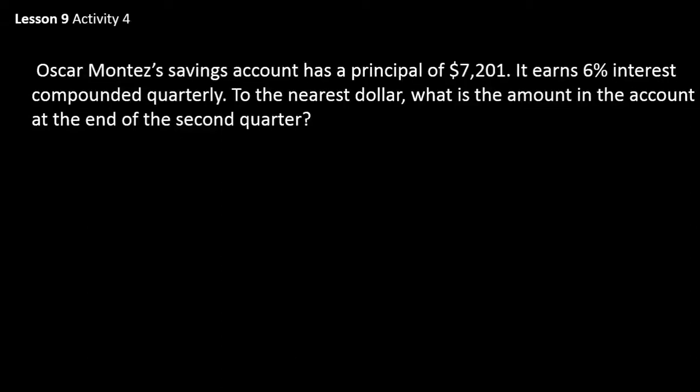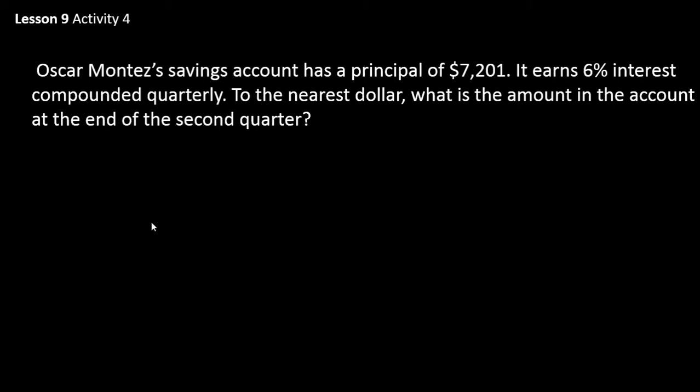Let's work an example from Lesson 9, Activity 4. So Oscar Montez's savings account has a principal of $7,201. It earns 6% interest compounded quarterly. To the nearest dollar, what's the amount in the account at the end of the second quarter?